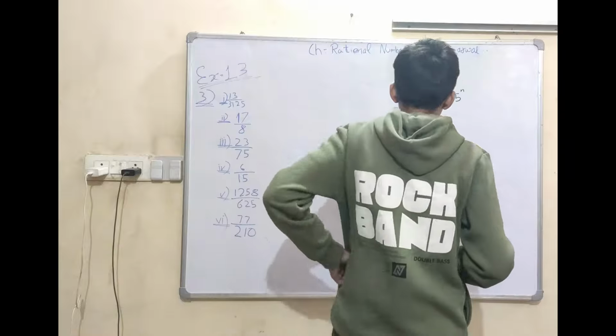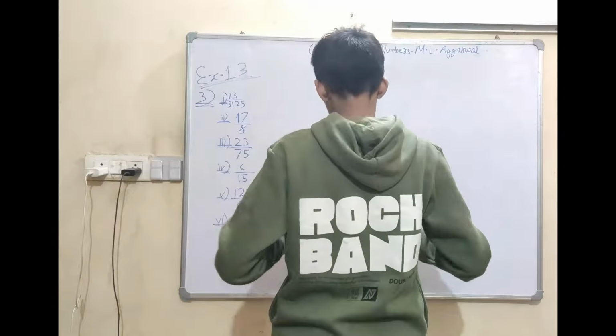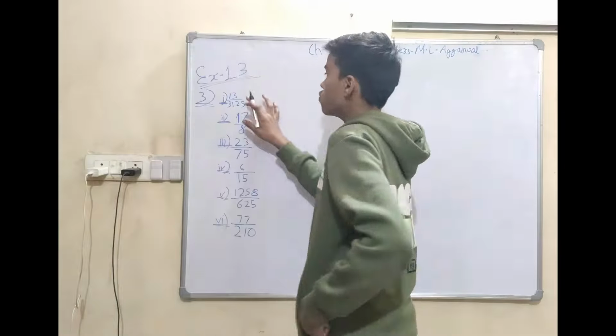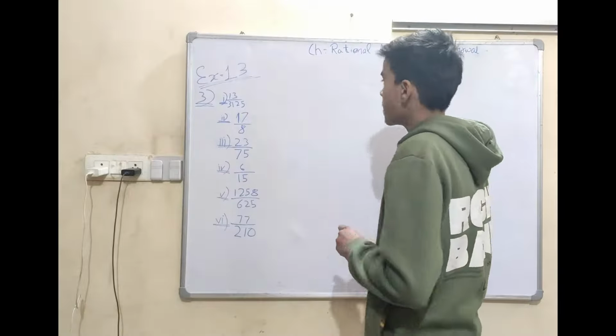Okay, so we will solve the questions. So our first question is 13 upon 3125. So the denominator is 3125, so let's factorize it.